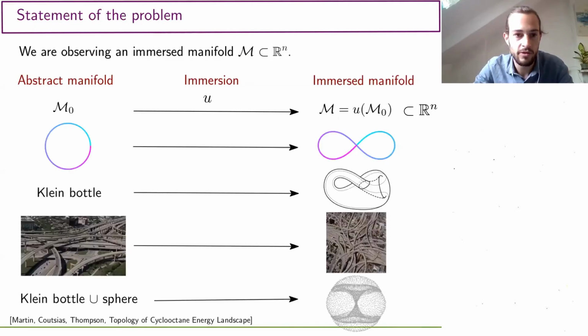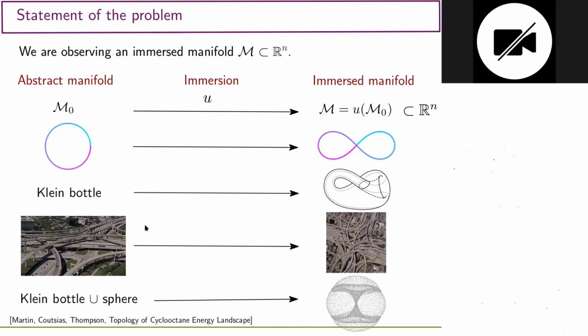So let me give you some examples. If the initial manifold is a circle, then an immersion is given by this lemniscate. So in this talk, when we see a lemniscate, we'll keep in mind that there is a circle behind it somewhere. So the Klein bottle is an example of an immersion in the Euclidean space. This is a picture of a photo in Dallas.